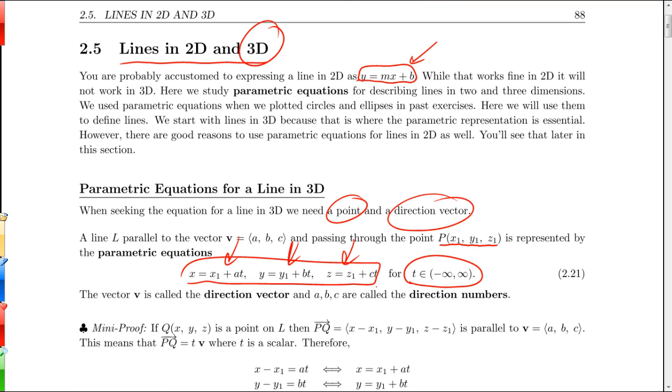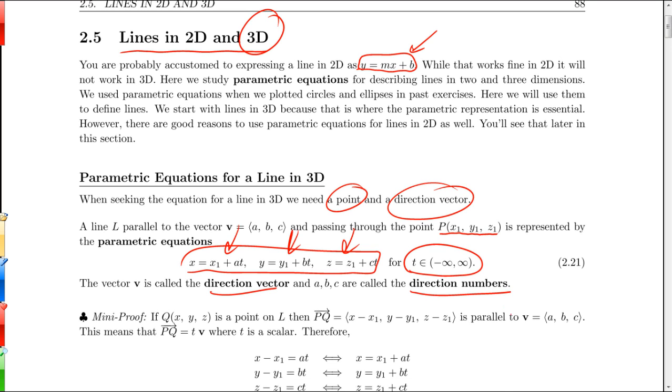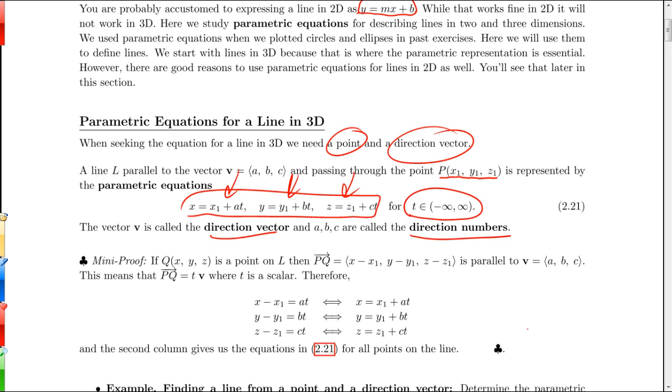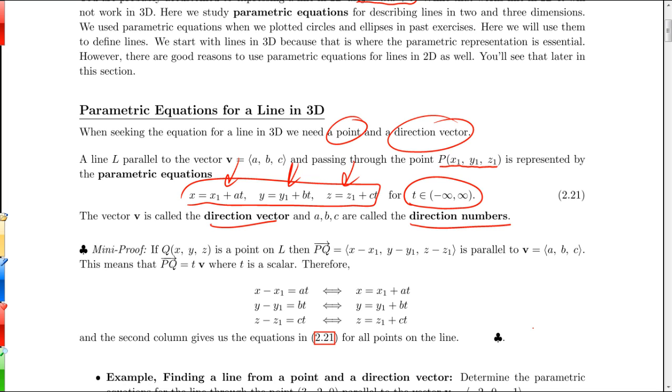Okay, and v is called the direction vector. The elements of v are called the direction numbers. And here's a little mini proof. We'll go through it fairly quickly. Suppose I have this point Q and it's on the line. Then what I know for sure is that PQ has to be parallel to v. When I write PQ, I take Q and subtract off P.